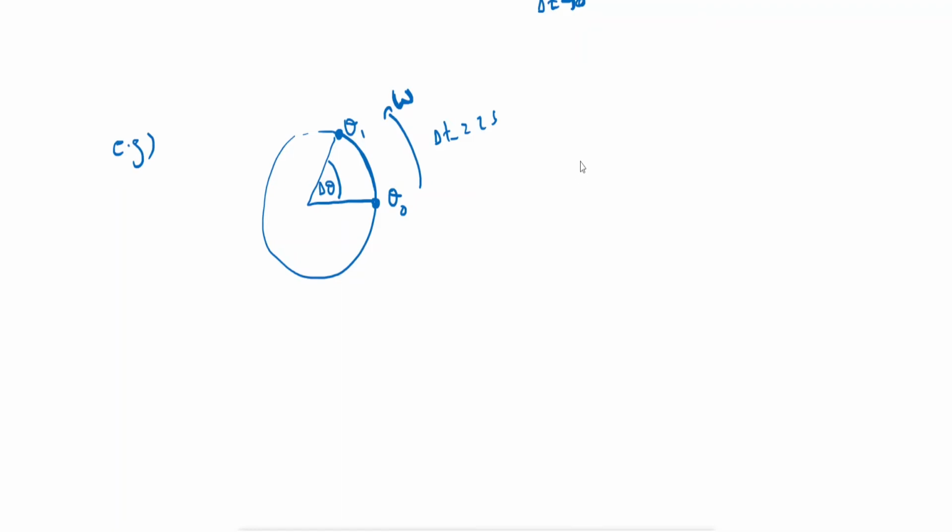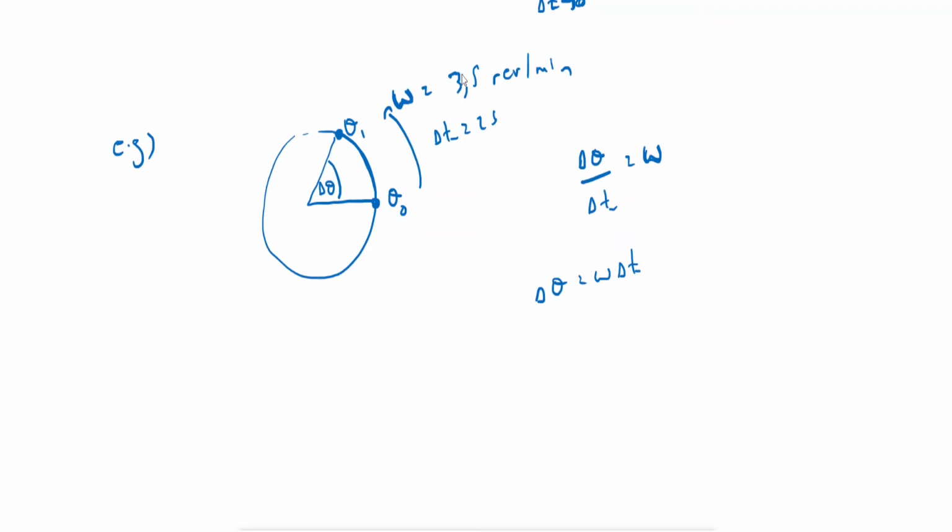We can find delta theta from this. Let me give you the angular speed as 3.5, in revolutions per minute, and I'm telling you that it's constant. Delta theta over delta time is omega, which means that delta theta is going to be omega multiplied by time.